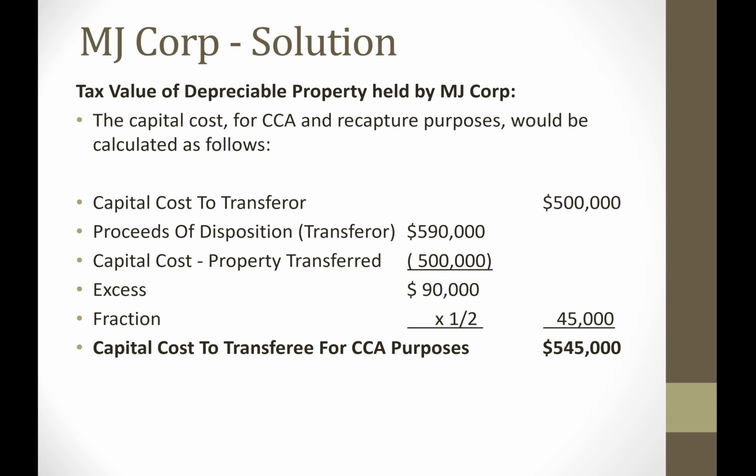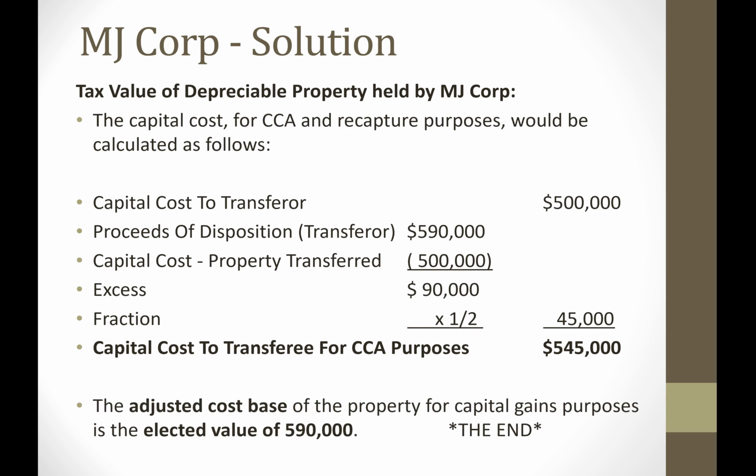However, the amount that MJ Corp will use as the adjusted cost base for capital gains purposes will be the full 590,000. So that brings us to the end of this video solution for MJ Corporation.